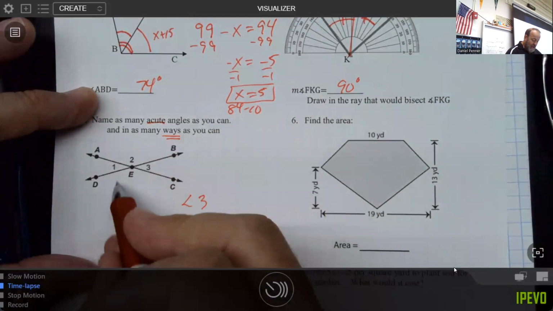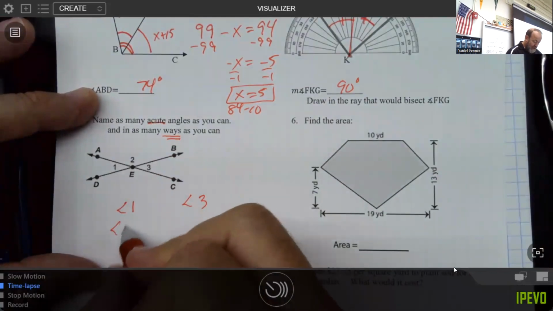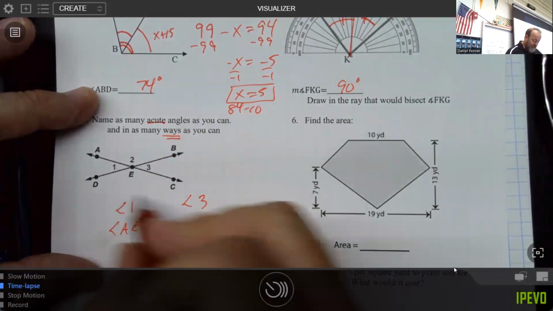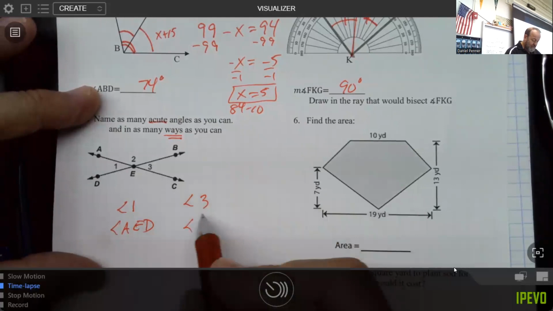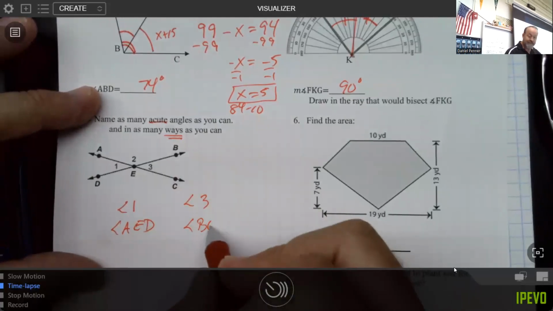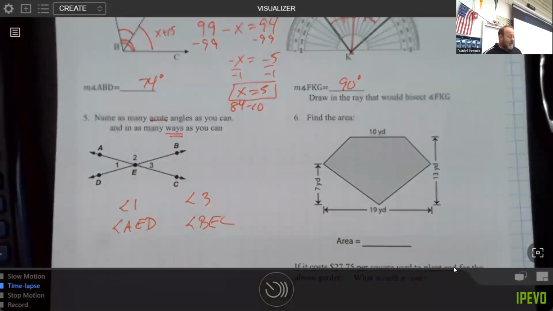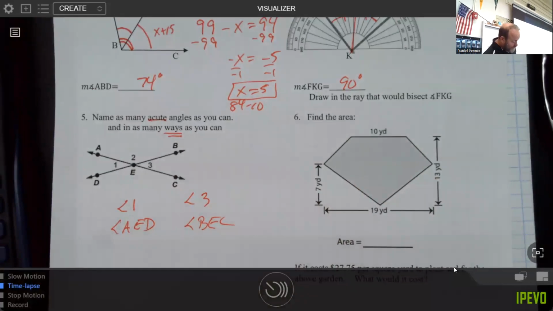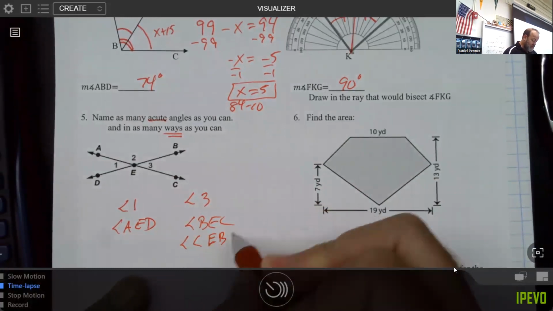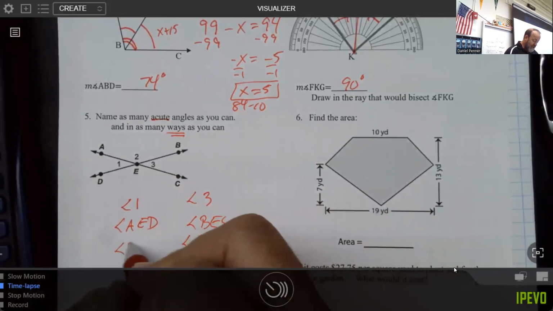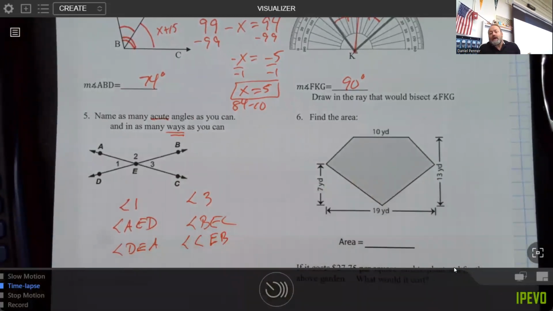So instead of calling it angle 1, I could also call it angle AED. Now remember, you need 3 letters where the vertex is in the middle. And I could also then, instead of calling this angle 3, I could call it angle BEC. So that would kind of establish that question. And I guess somebody else could say, well, couldn't we call it CEB? And I guess that would be a potential as well. Or over here, we could call it DEA. That would actually technically be a different name of that angle, so we could include that as well.